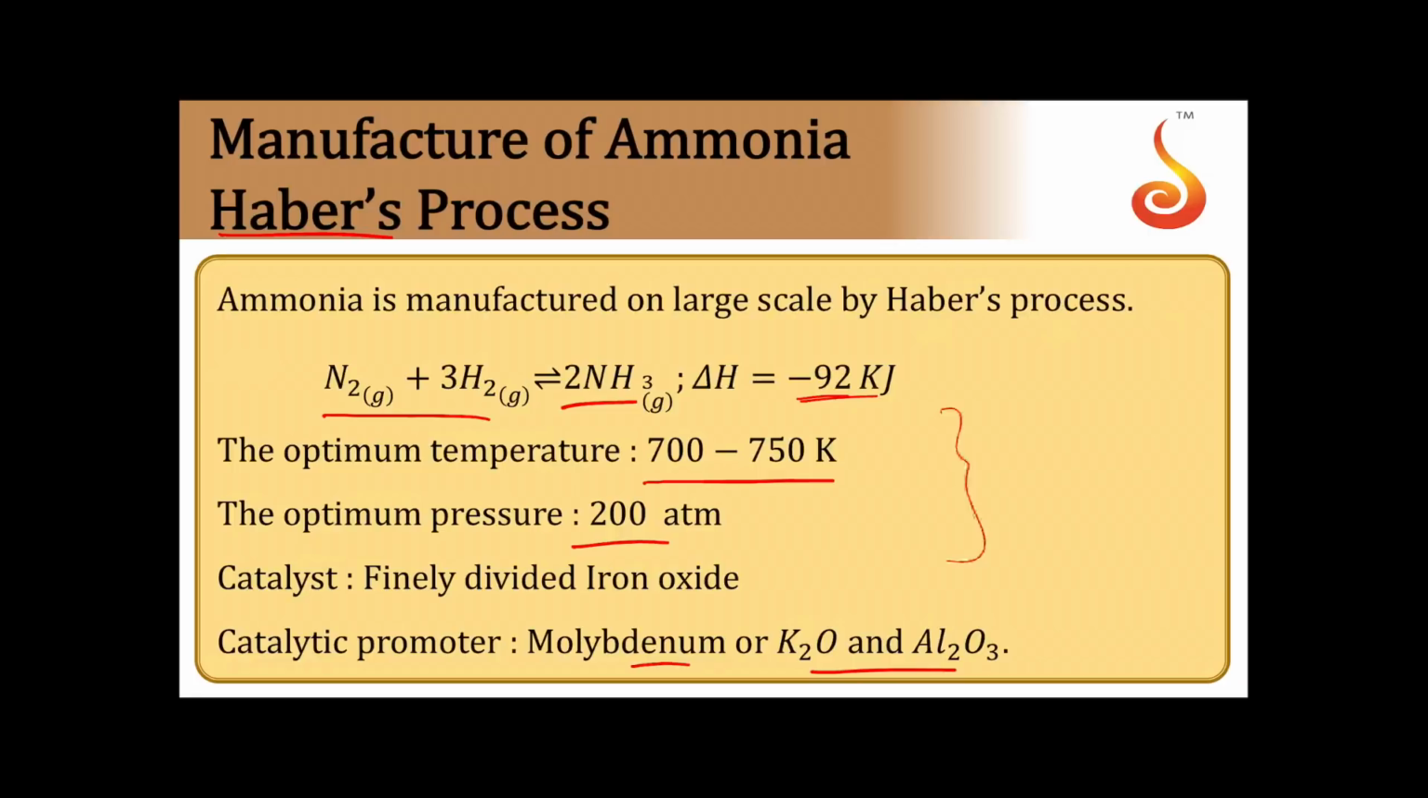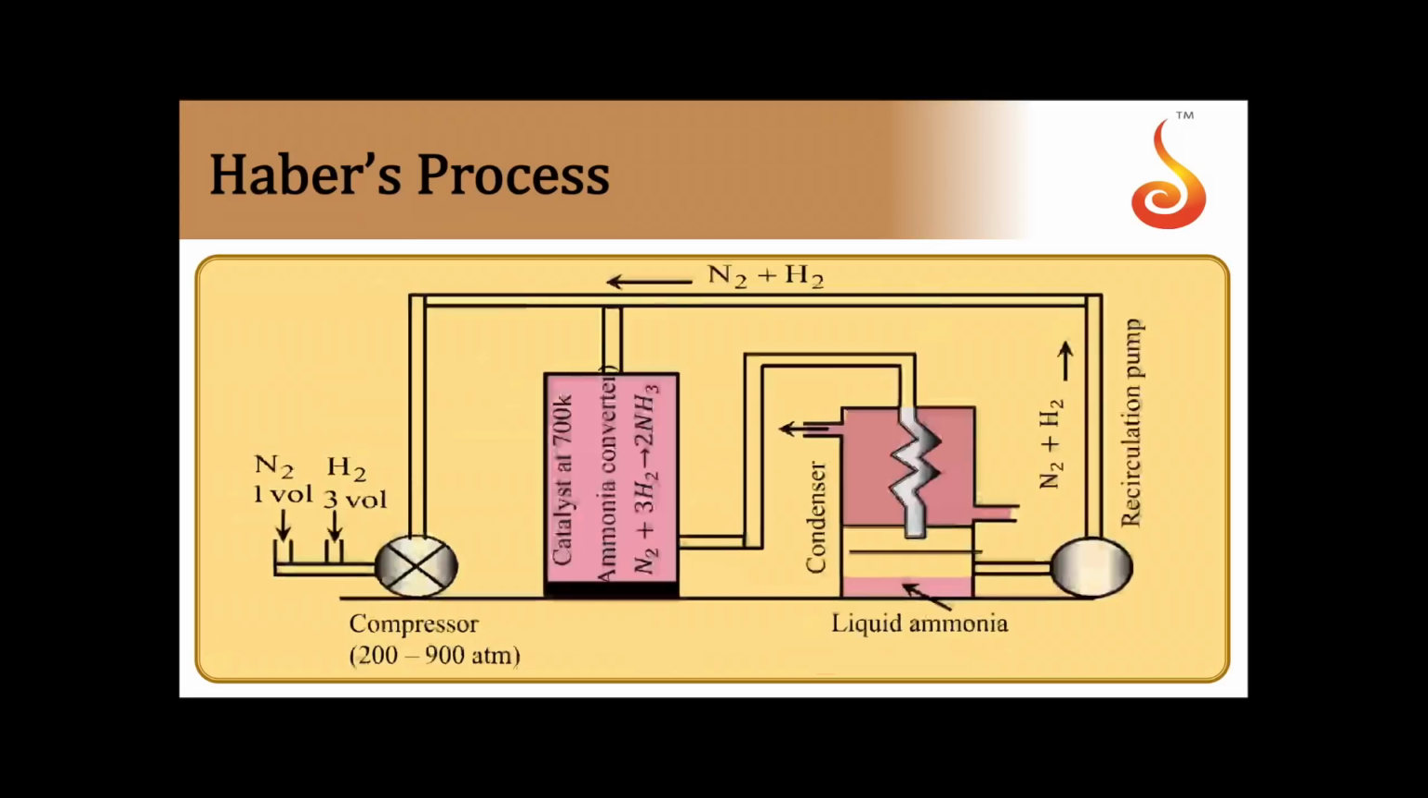Let us see the process now. A mixture of N2 and H2 in the ratio 1 to 3 is passed into a compressor first. This gas mixture is compressed to a pressure of 200 to 900 atmospheres by means of a compressor. The compressed gases are then passed into the catalytic chamber.